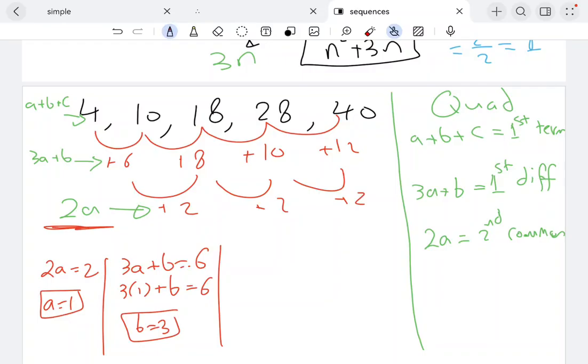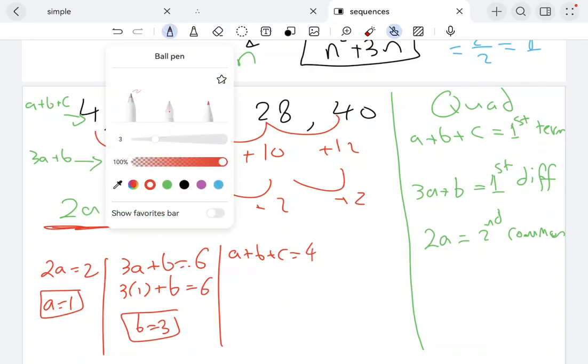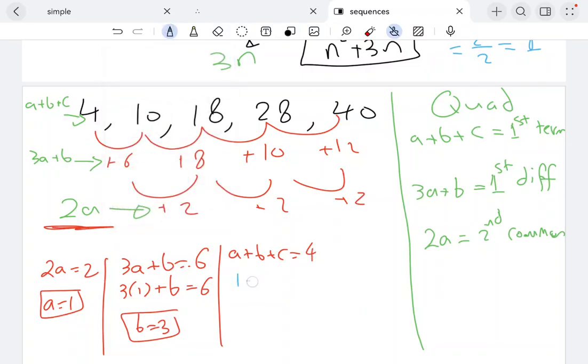Now let's go get c. a plus b plus c is going to be the first term, which is 4. We already know a is 1 and b is 3. c we don't know, equal 4. 1 plus 3 is 4, so 4 plus c equals 4. That means c is equal to 0. Oh, that means there is no constant.